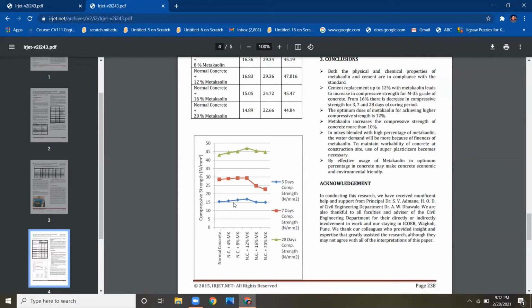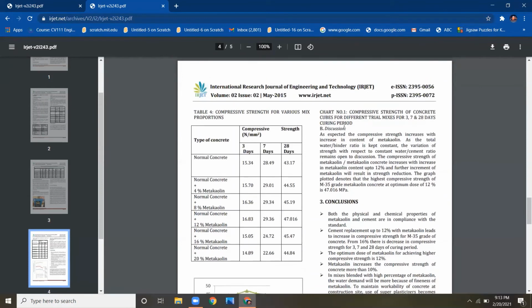3 days compressive strength, the blue one. You can see they have achieved less compressive strength. Then there is the highest compressive strength on 28 days. They achieved so much compressive strength. So this is the normal concrete, and you can see how much the amount is increasing. There is not a huge percentage, but some percentage is increased. So now you can see.